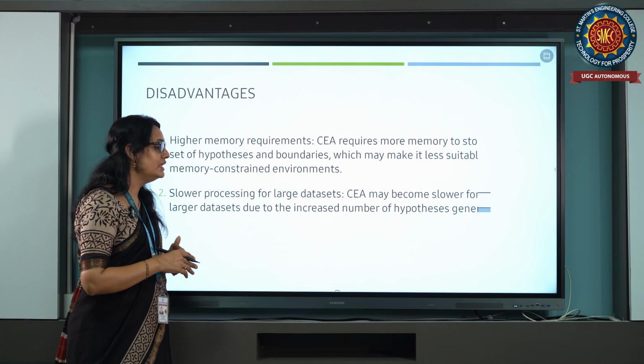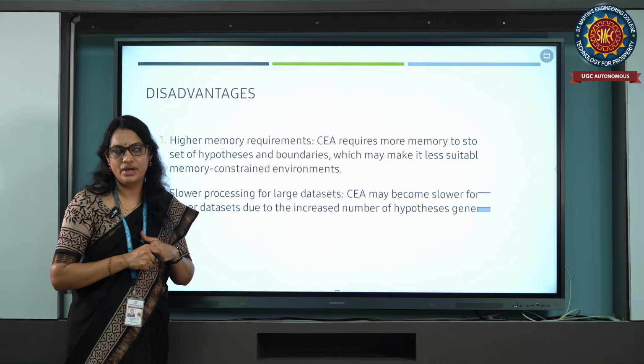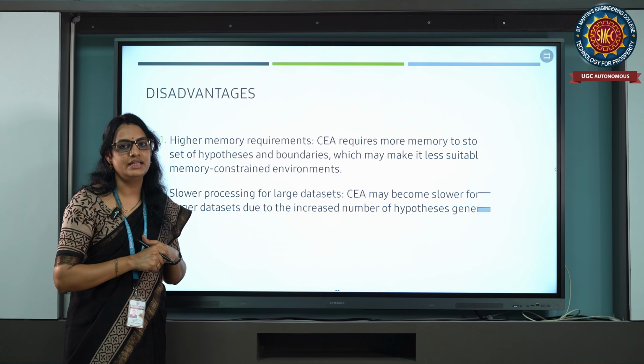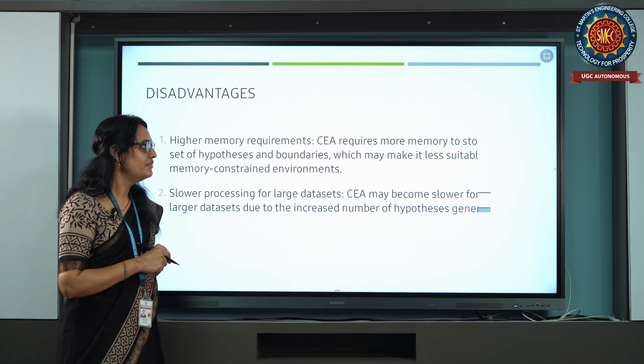So the good thing is we have covered the drawback of the Find-S algorithm, and it has been recovered in the candidate elimination algorithm. This is a very good topic.